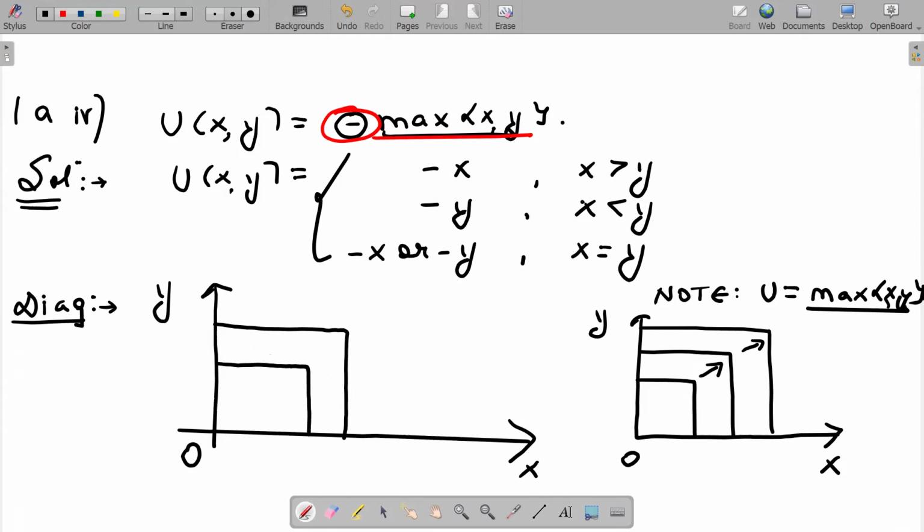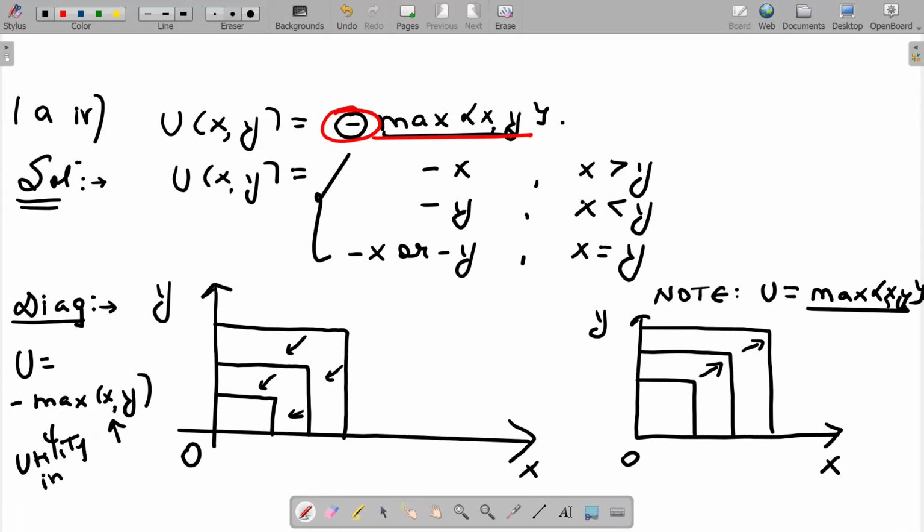They are increasing in this direction. Now this is the direction of increase in utility. This is utility from minus of max xy. This is utility from max of xy. I can write here utility increases in the southwest direction. In this, utility increases in the northeast direction.